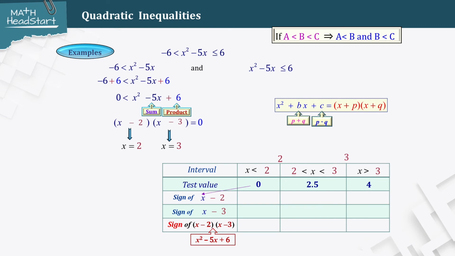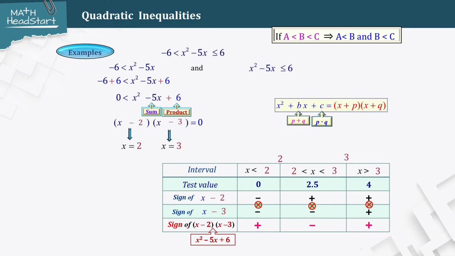Substitute the test value of 0 into the factor of x minus 2 to get a negative. Likewise, substitute 0 into the other factor to get a negative as well. Multiply the two negative signs to get a positive for the quadratic expression. Similarly, we get a negative in the second interval and a positive for the last interval.